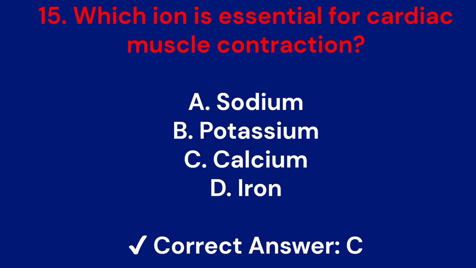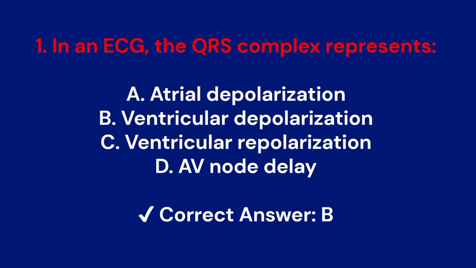15. Which ion is essential for cardiac muscle contraction? A. Sodium, B. Potassium, C. Calcium, D. Iron. Correct answer: C. Calcium. 1. In an ECG, the QRS complex represents: A.